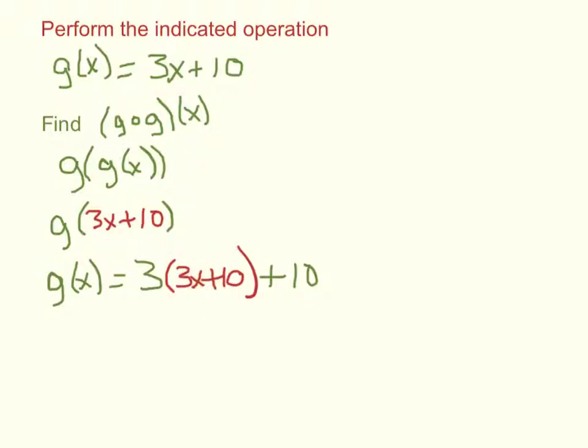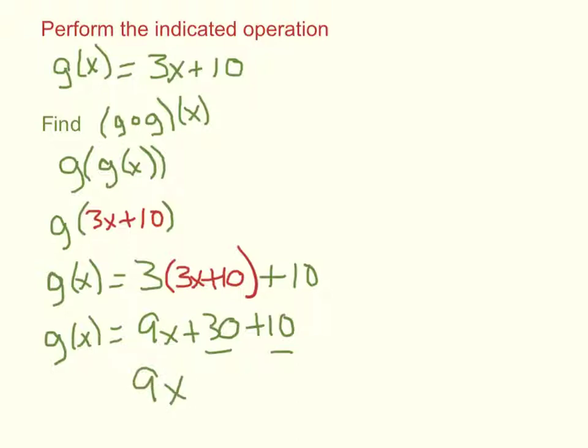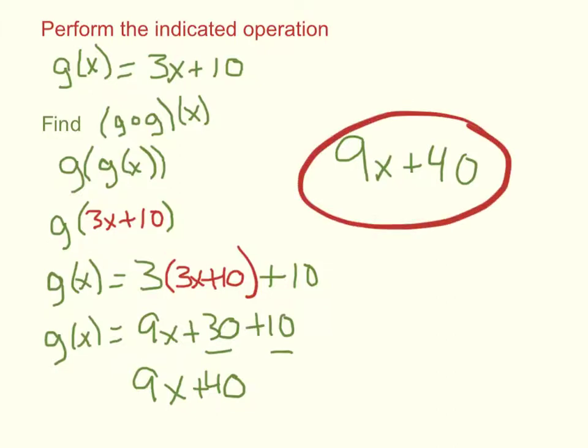That's it. Now I'm going to have to distribute. g of x is equal to 9x plus 30 plus 10. Now I see my 30 and my 10, I can combine those two. So my answer on this one is going to be 9x plus 40. I'll write that a little bit neater. 9x plus 40. And that's my answer on that one.